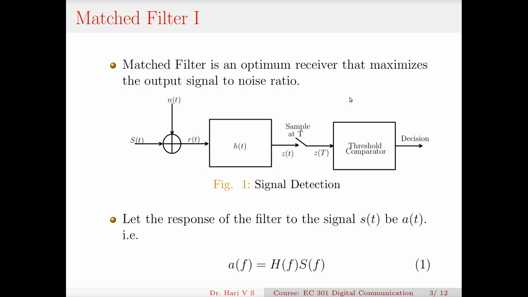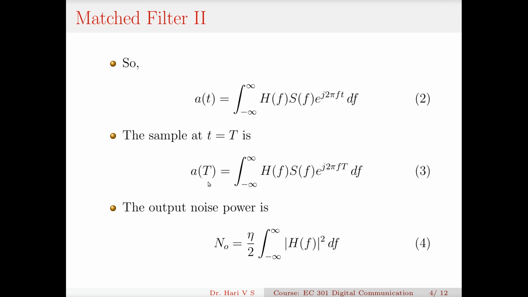And I do a sampling at t equal to capital T, so that this a(t), which I marked in the diagram as z(t), gives a(T), that is equal to the integral from minus infinity to infinity of H(f) S(f) e^(j2πfT) df. Now this a(T) is a single value. This is my output signal value, so the square of that will be my output signal power.